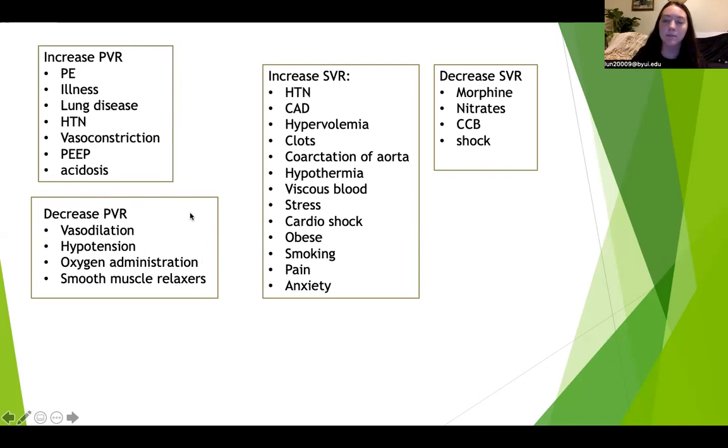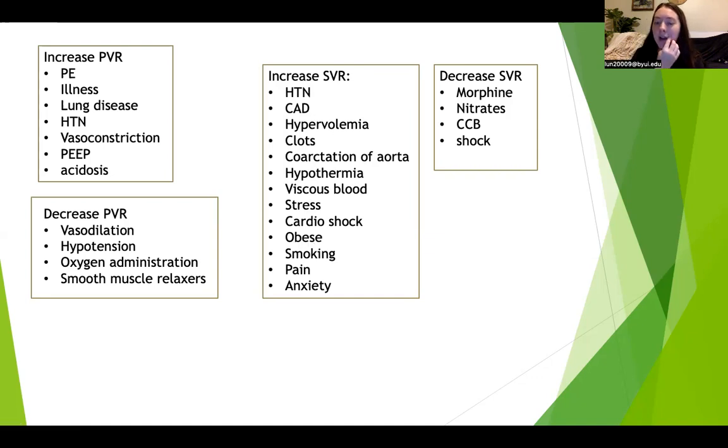So you're like alpha agonist. To increase systemic vascular resistance, it can be hypertension, coronary artery disease, hypervolemia, clots, coarctation of the aorta, hypothermia, viscous blood, so it's thick, stress, cardiogenic shock, they're obese, smoking, they're in pain, or they're anxious.